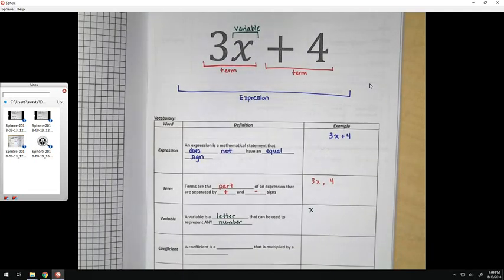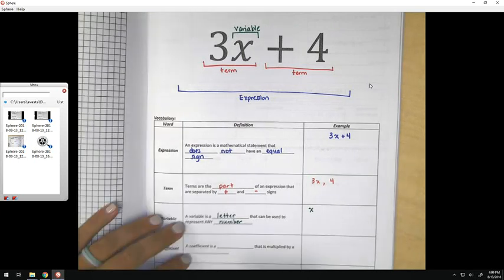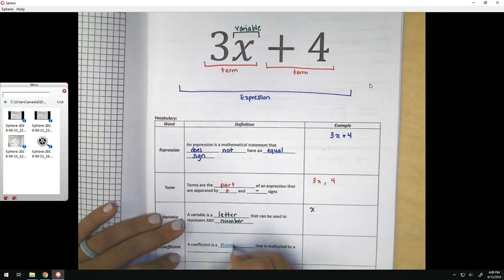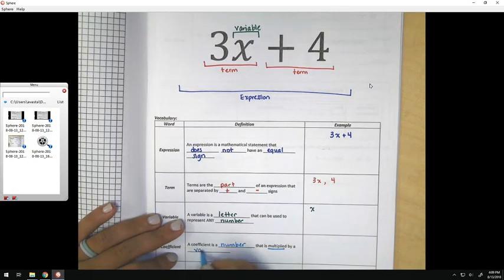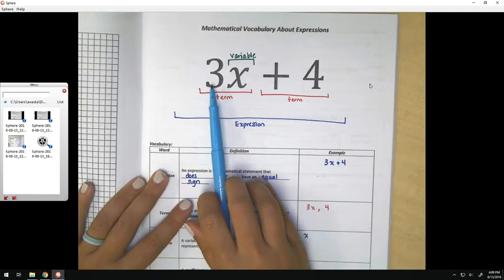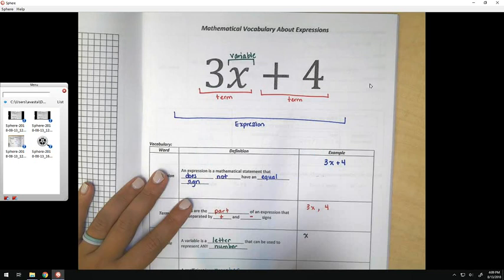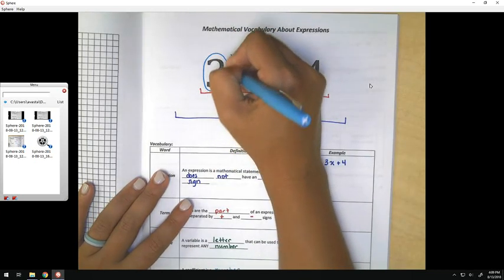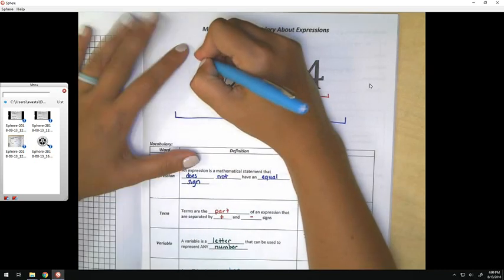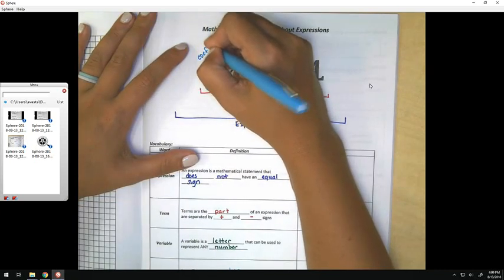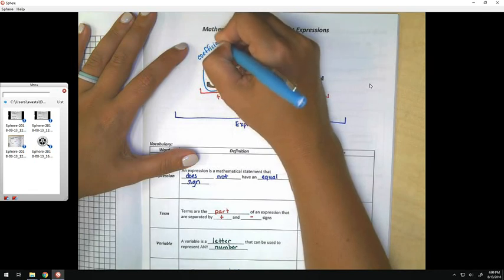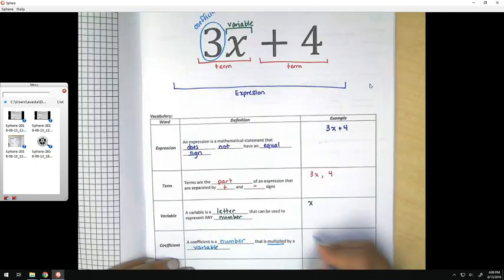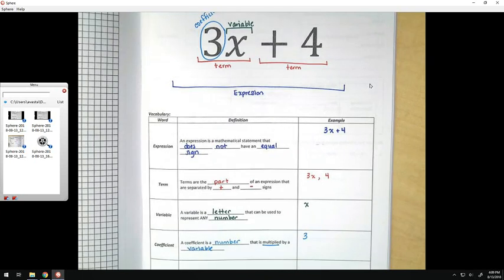A coefficient would be a number that is being multiplied by a variable. So in this problem, there are two different numbers, 3 and 4. But the only one of these numbers that's being multiplied by a variable is the 3. So we would say that that is the coefficient of the variable x. So we would say that 3 is the coefficient in this problem.